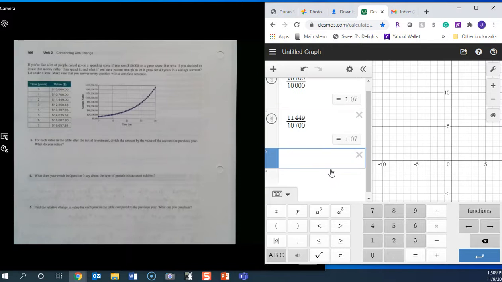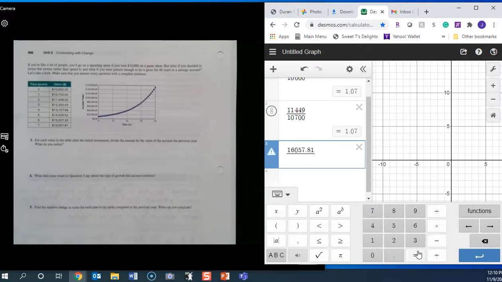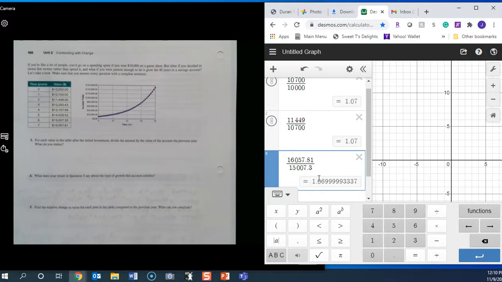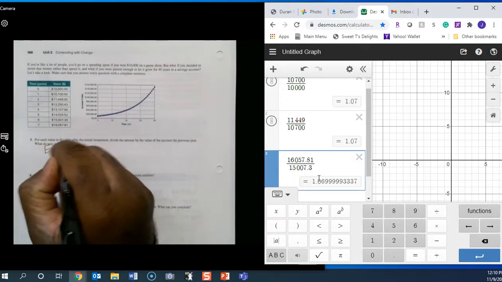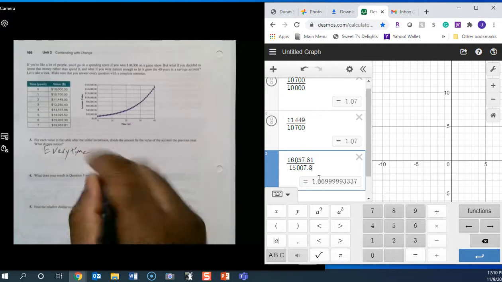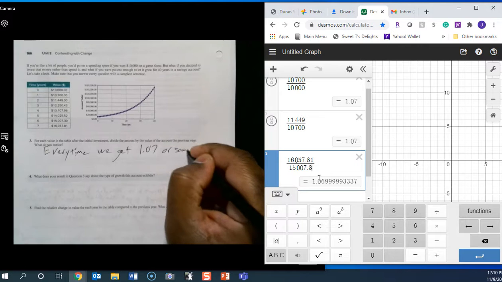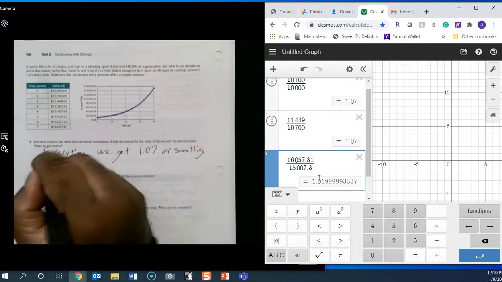Now I'm going to jump down here to the last one. This will be 16,057.81 divided by the 15,007.30. Now, if you notice here, if we round to two decimal places, we have the same answer. And that will happen, especially when we're dealing with money. So we could say that each one of these are being multiplied by 1.07. So we could put every time we get 1.07 or something very close to it.